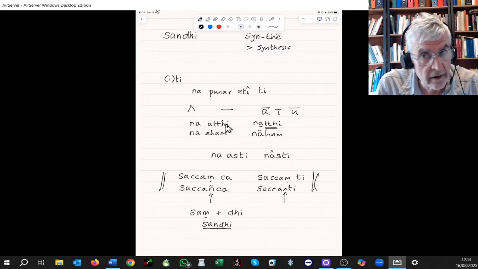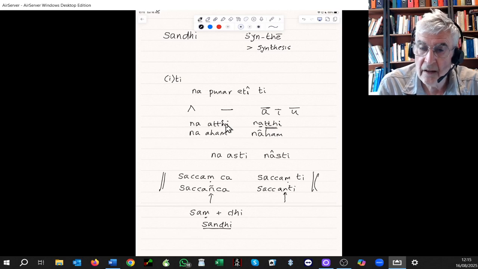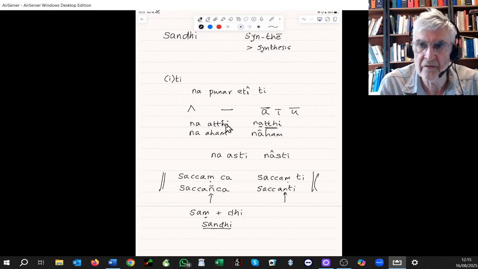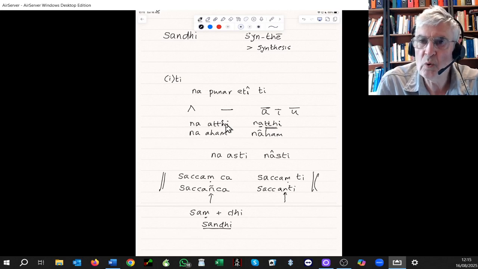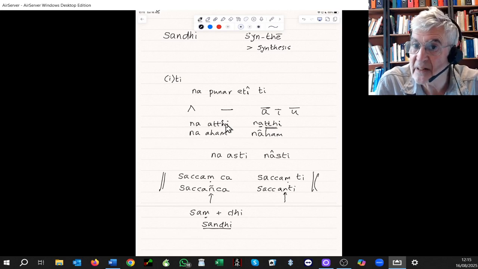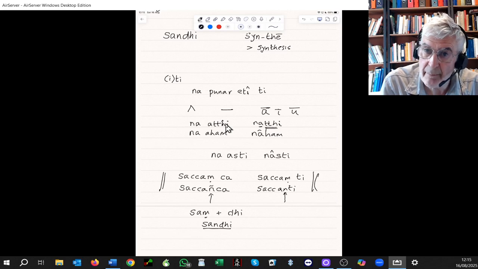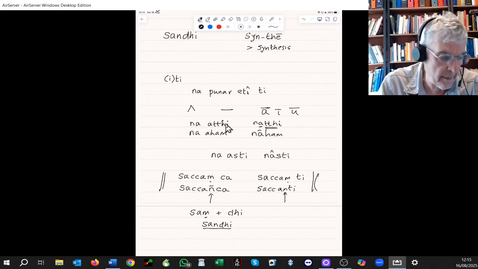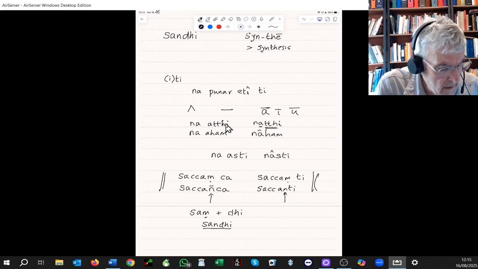And you will find that when you are declining a compound, the last member only will be declined. So Buddha dhammo, Buddha dhammang, Buddha dhammena, Buddha dhammassa, Buddha dhamme. Notice the first member of the compound, Buddha, remains in the stem form throughout, and only the final member is declined. So I'll go on to read here.